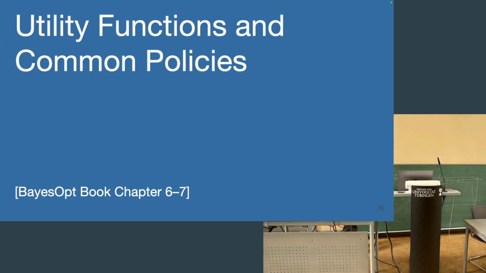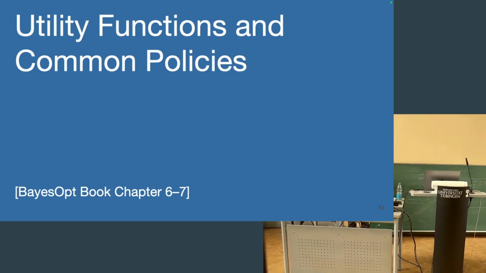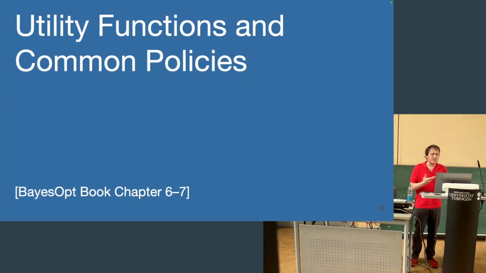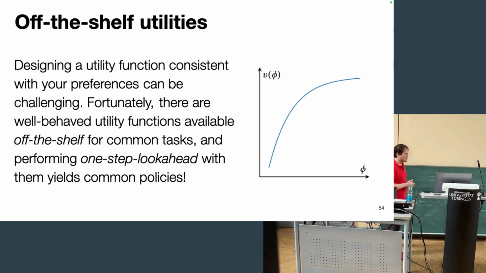OK, so we have this Bayesian decision theoretic approach to experimental design by computing expected utilities and maximizing them. I want to give a few examples of utility functions that are used in optimization and policies associated with them. It turns out that humans are really bad at understanding their preferences. They're also really bad at understanding their beliefs. And it can be challenging to come up with utility functions that are truly reflective of your preferences, especially when you have maybe multiple competing objectives.